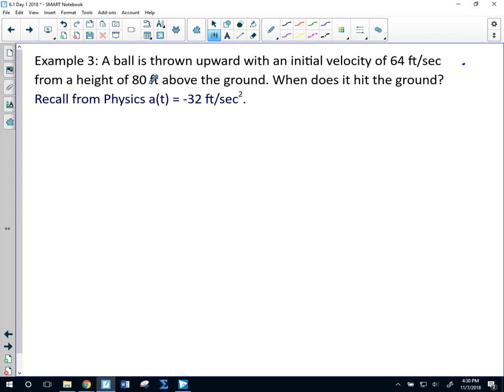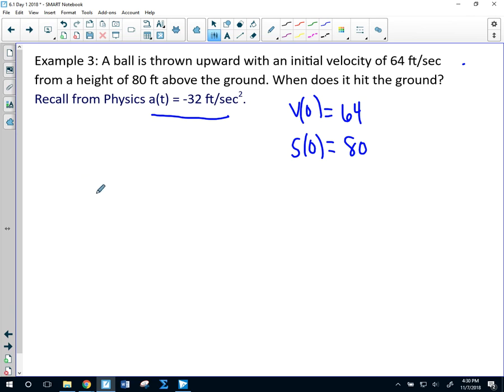So a ball is thrown upward with an initial velocity of 64 feet per second. So this is literally v of 0, or v naught, is equal to 64. And it's thrown from a height of 80 feet above the ground. So that would be your position at time equals 0 is 80. Okay. Then the question is, when does it hit the ground? And then you're given this little recall from physics that the acceleration, which happens to be the derivative of velocity, is negative 32 feet per second.